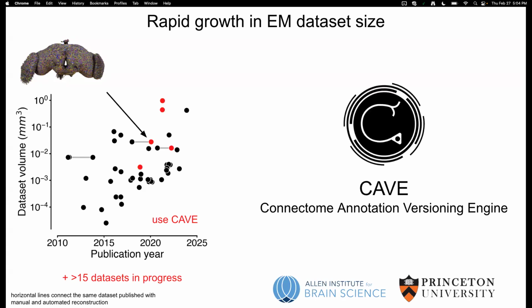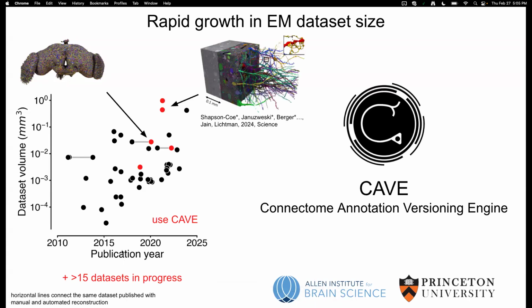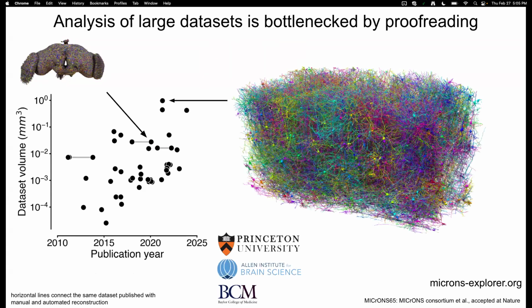CAVE has been used for multiple of them and is currently used for many, many more, upwards of 20, to reconstruct these data sets. And another example is a data set of a human cortex. It's a small part of a human brain, of course, but it's about a cubic millimeter of a human brain. And the largest data set today is this one here.